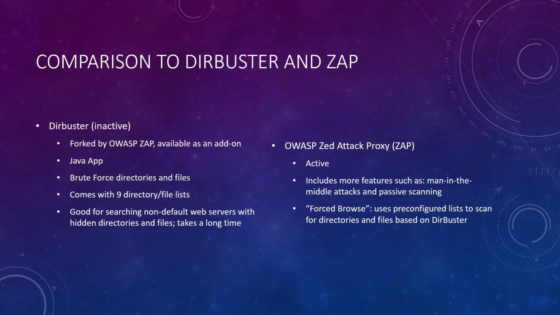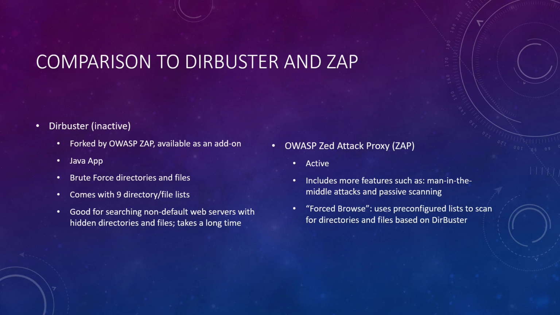And two similar softwares are Dirbuster and Zed Attack Proxy, or ZAP. Dirbuster is currently inactive. It was forked by ZAP as an add-on. It was built on Java. It brute forces directories and files, and it comes with 9 directory or file lists, which are basically rainbow tables in this case. And it's good for searching non-default web servers with hidden directories and files, but it'll just take a long time because of the brute force nature. Like, you'll find it eventually, but it's just going to take a long time to get there.